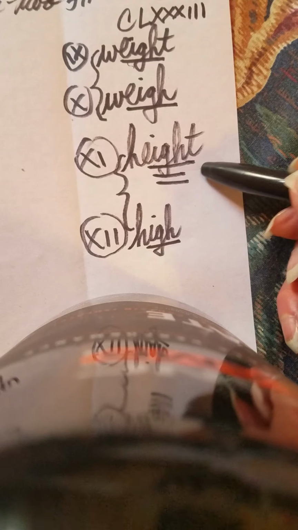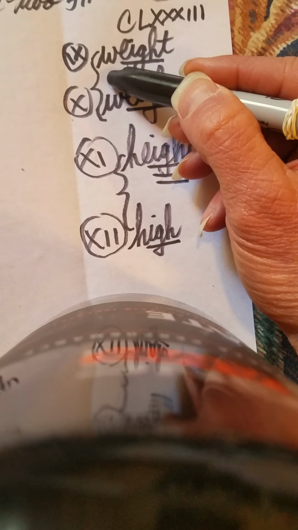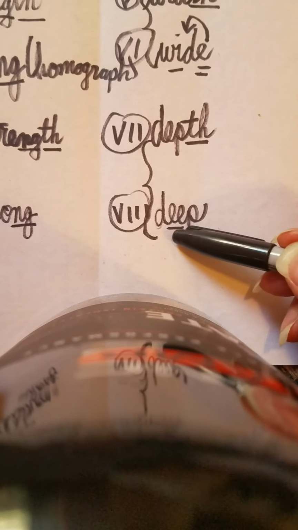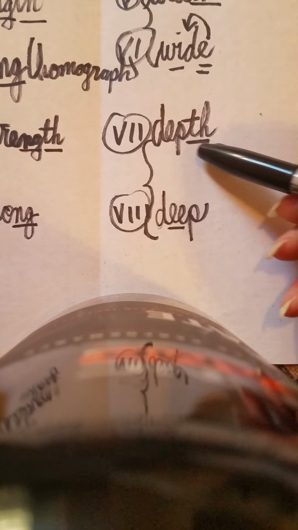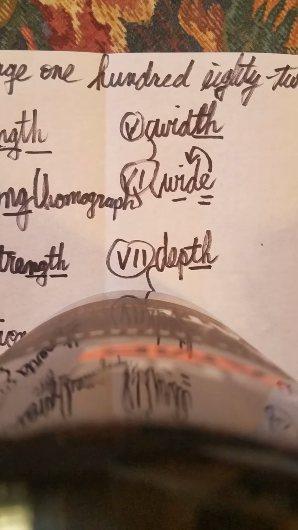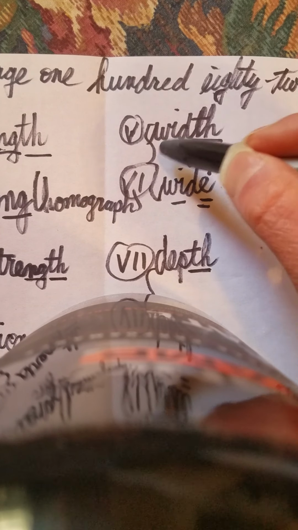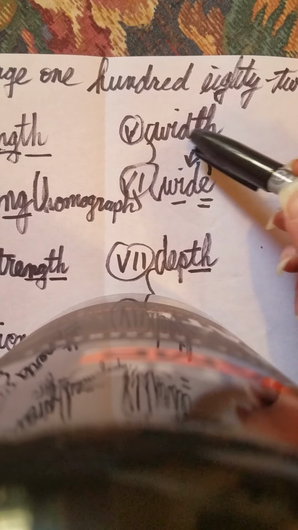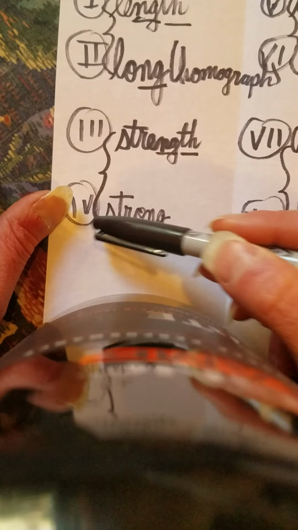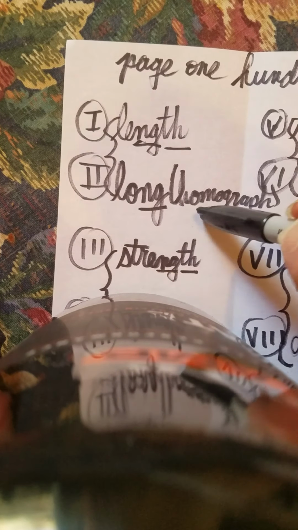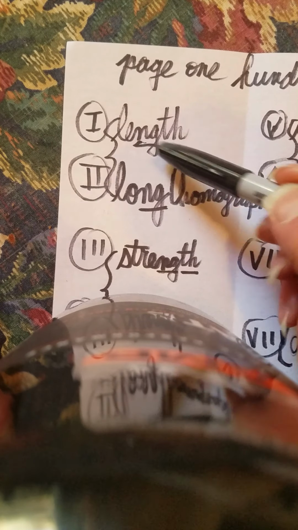So let's go. High. Height, height. Weight. I'm sorry. Weight. Okay. Deep. Depth. Get that P in there when you say depth. W, I, d. Silent E, wide. I got ahead of myself with this. Width. You got to get that D in there. It's a little awkward. Strong. Strength. Long. Two sentences. Length.